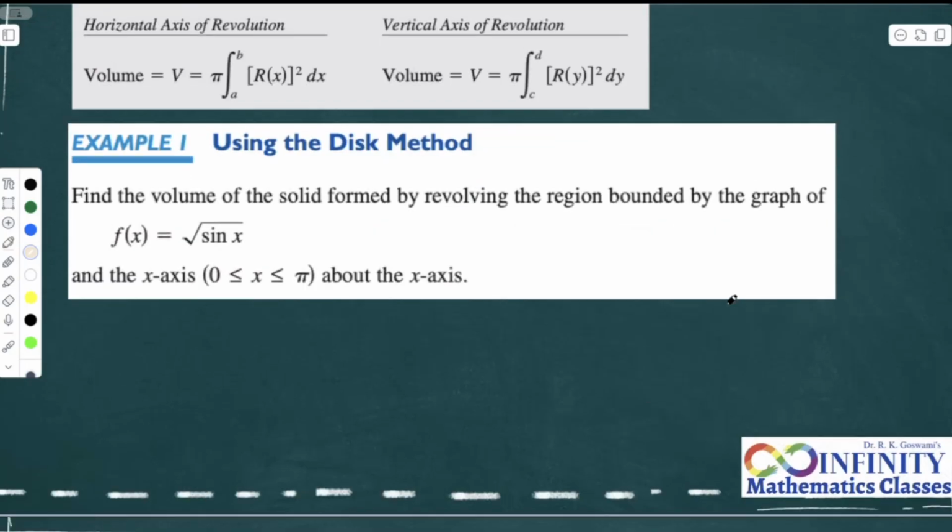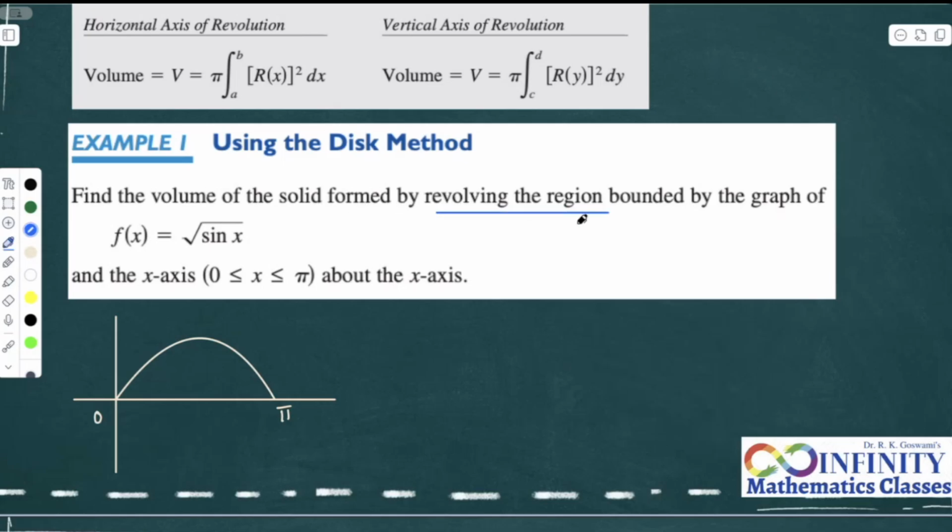Look at the question, please. It is going to be square root of sine x. Sine has the value from 0 to 1. So if you ask me what type of shape I will be having, I'm expecting this type of shape from 0 to pi. Am I right? Perfectly. So I have got the limit of x, and the question is to find the solid formed by revolving the region bounded by the graph above and the x-axis about the x-axis. So which formula should I use? I should use the first formula.